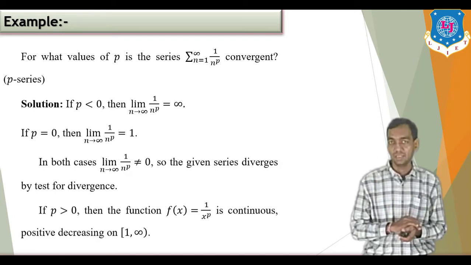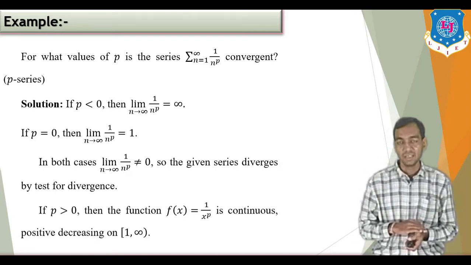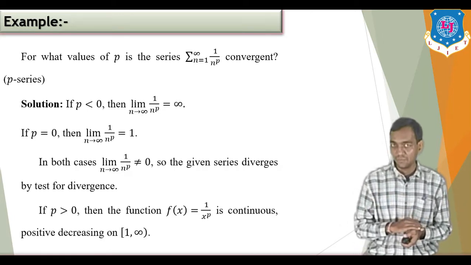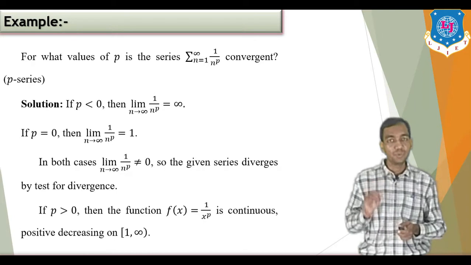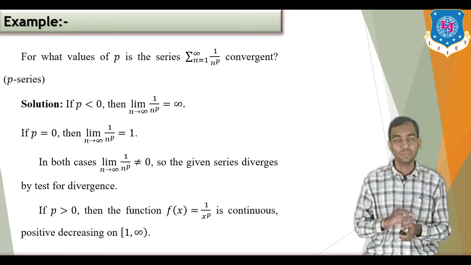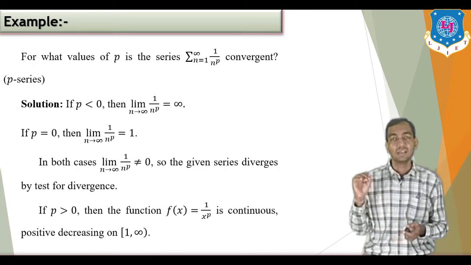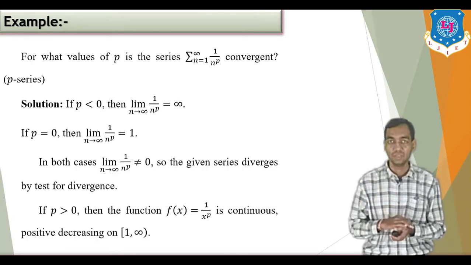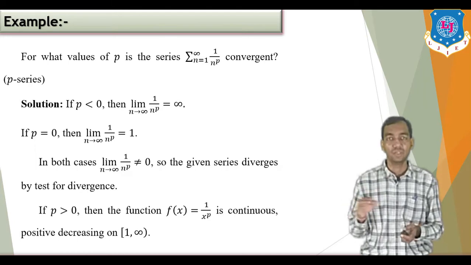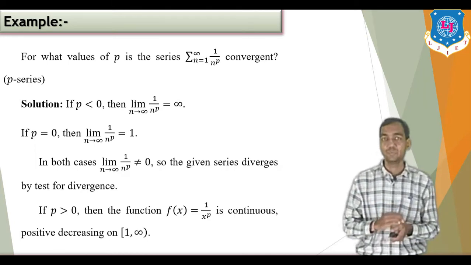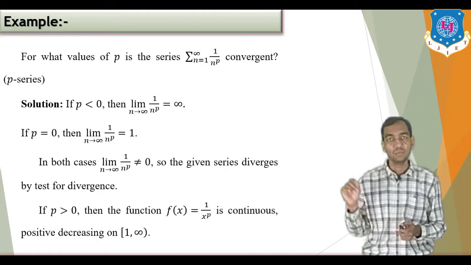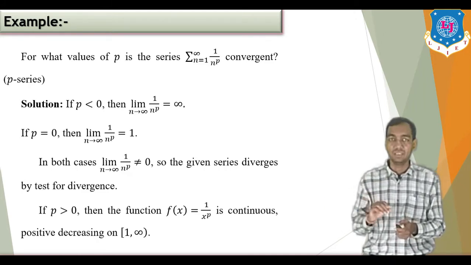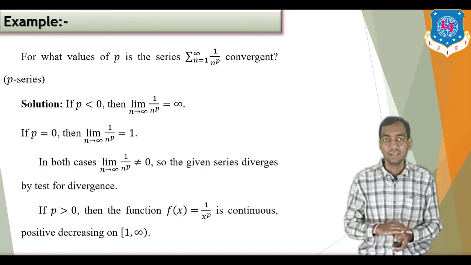Suppose P is negative. In that case 1 upon n raised to P goes to infinity as n tends to infinity. In the same manner, suppose P is 0. Then 1 upon n raised to P will be 1, and if you apply the limit n tends to infinity, it has the value 1. So in both cases, that means P is negative or P is 0, the series is divergent by the test for divergence.